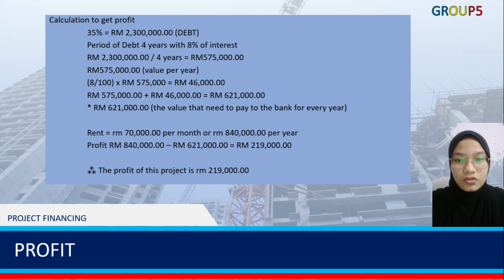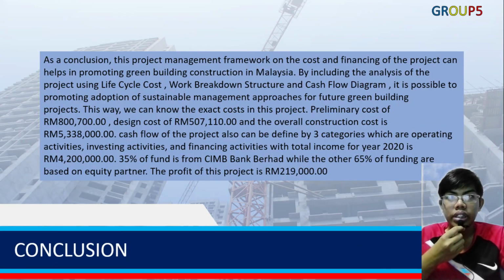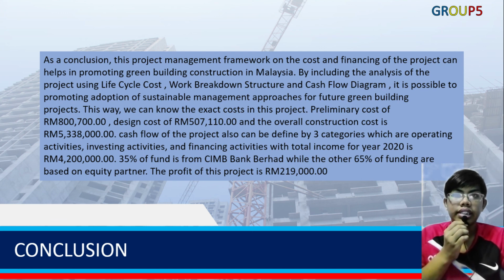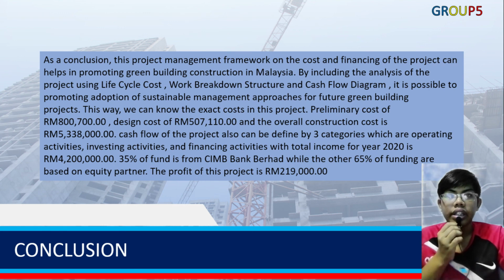The rent of this project is assumed to be 70,000 per month, which is 840,000 per year. So the profit of this project is 290,000. As a conclusion, this project management framework on the cost and financing of the project can help in promoting green building construction in Malaysia by including the analysis of the project using LCC, WBS and CFD. It is possible to promote adoption of sustainable management approaches for future green building projects.